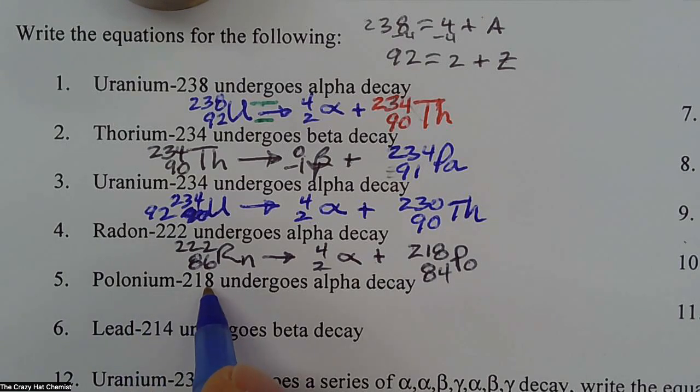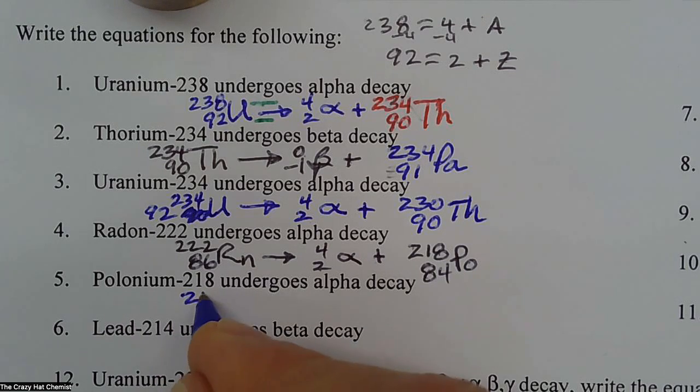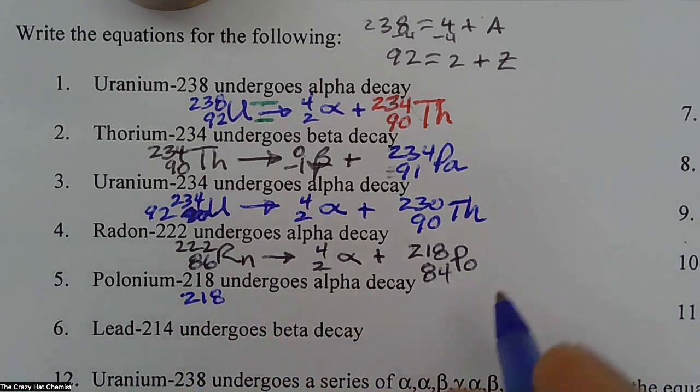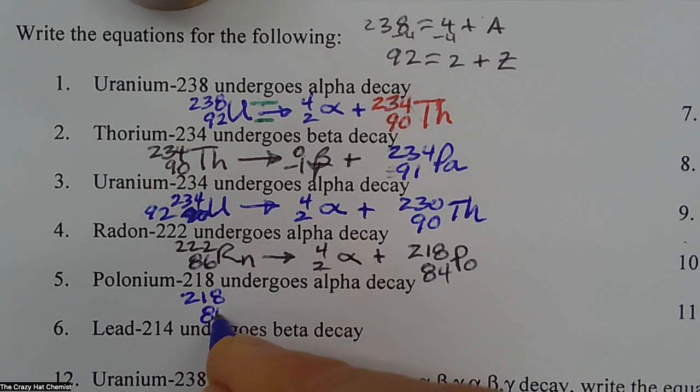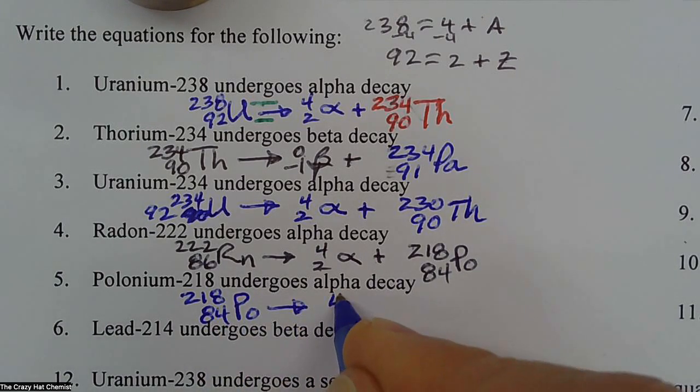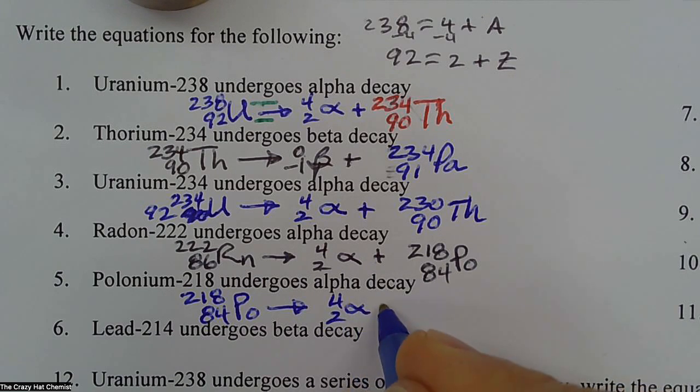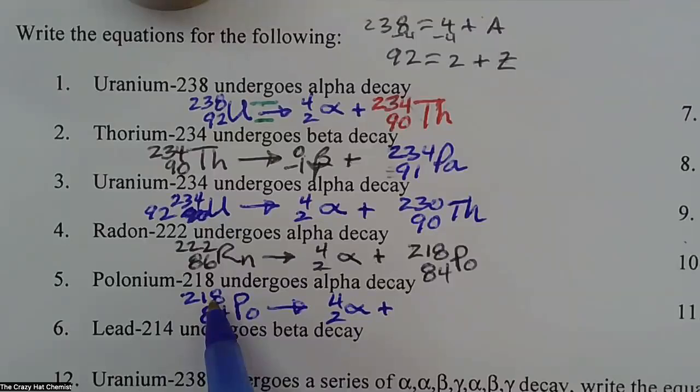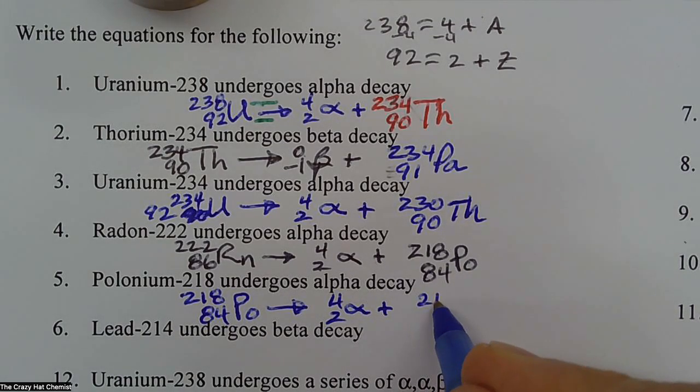Next one is polonium-218 undergoes alpha decay. So that's 218. And we just found polonium. That is 84, and that's Po. It undergoes what's called alpha decay. So that's 4 and 2, and there's an alpha symbol. So we're solving for the AXZ. So it's 218 is equal to 4 plus A. Subtracting 4 on both sides, you should get 214.